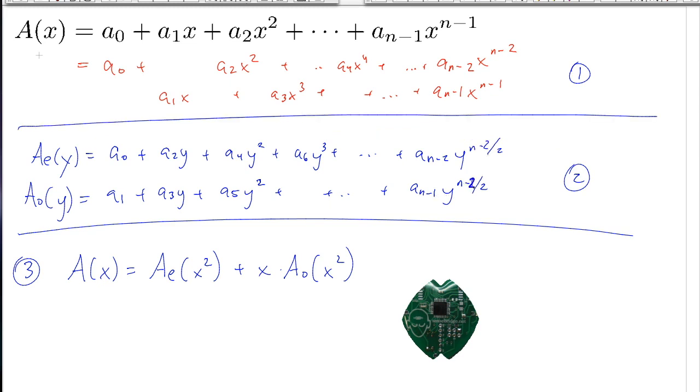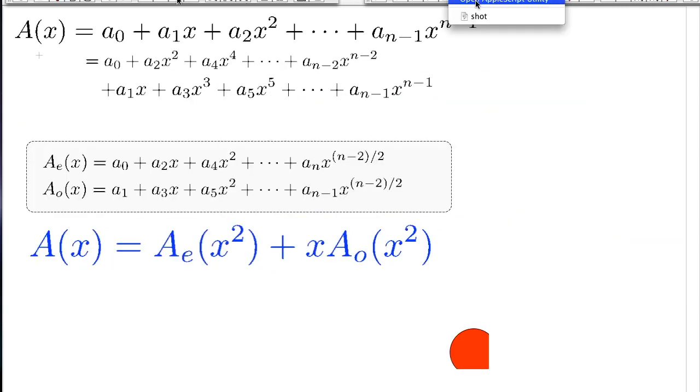Instead of splitting in the half, the idea was to split the odds and the evens. Now the point is, these two are both degree n minus 2 over 2 polynomials. They are polynomials that are half as big.